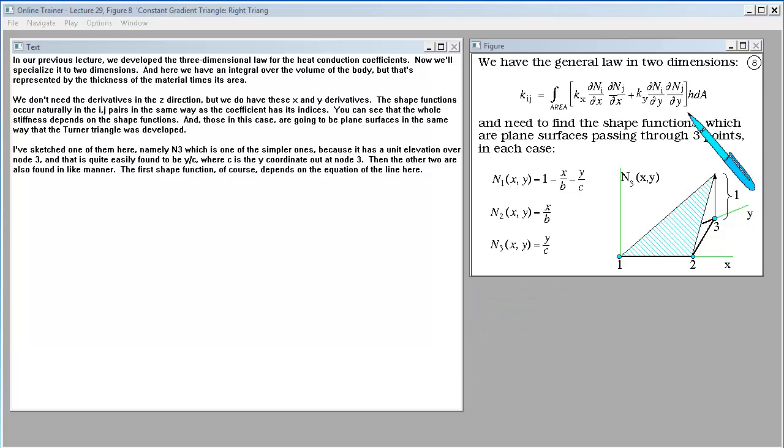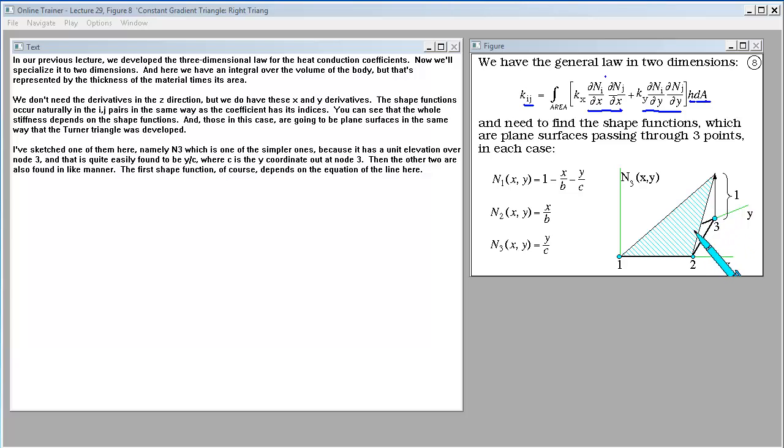And here we have an integral over the volume of the body, but that's represented by the thickness of the material times its area. We don't need the derivatives in the z direction, but we do have these x and y derivatives. The shape functions occur naturally in the ij pairs in the same way as the coefficient has its indices. You can see that the whole stiffness depends upon the shape functions, and those in this case are going to be plane surfaces in the same way that the Turner triangle was developed.